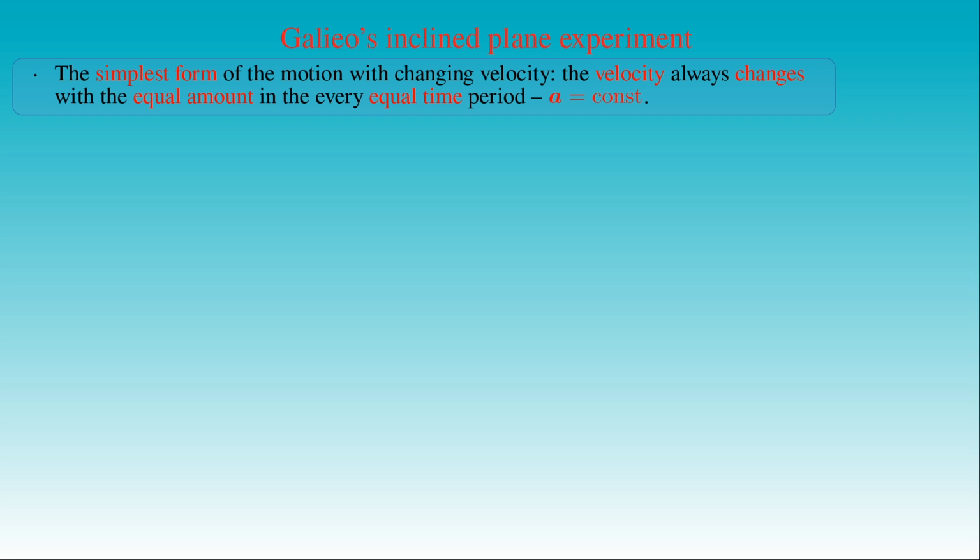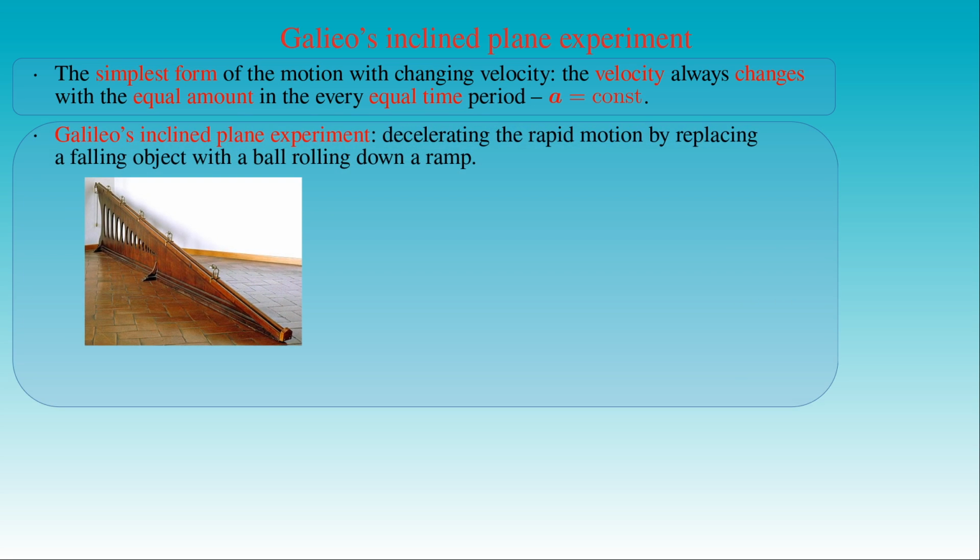Since any object falls fast enough to make the measurement of the covered distance and the duration difficult, Galileo wanted to decelerate the rapid motion by replacing a falling object with a ball rolling down a ramp. He designed a simple experimental setup with an inclined plane, as seen in the figure. The apparatus consisted of a wooden ramp with a groove cut into it and a bronze ball. When he let the ball roll down the groove he could track its motion started from different heights on the inclined plane, while measuring the time of the arrival of the rolling ball at the bottom of the ramp.